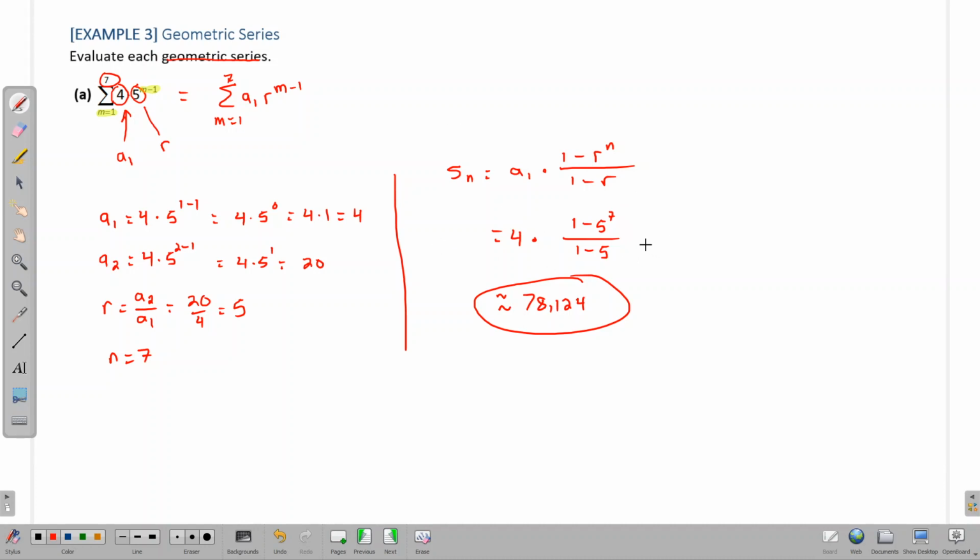When you're doing this work, I'm always going to want to see this because that's where you're going to get the majority of your credit. And then this will just be checking, can you enter it in the calculator correctly going from here to here.